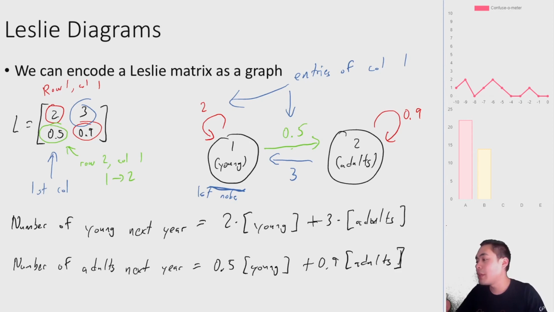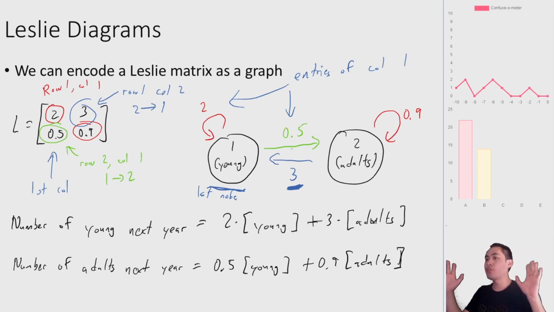And you do the same thing for the second column. So the second column, this 3 here is row 1, column 2. So you end up with an arrow going from 2 to 1. And that's this arrow here. And so on. And the 0.9 goes from column 2 to row 2, and so you end up with the last arrow of 0.9.